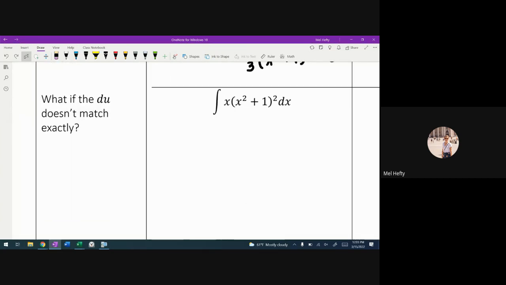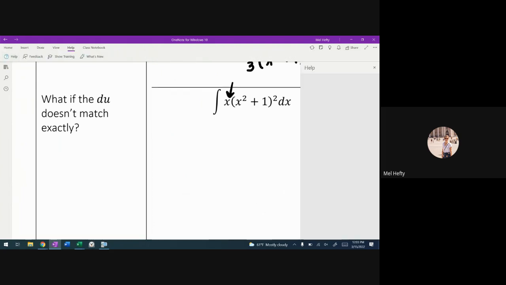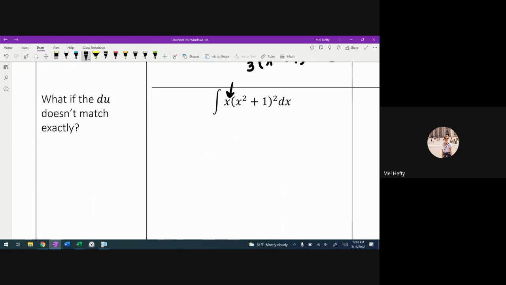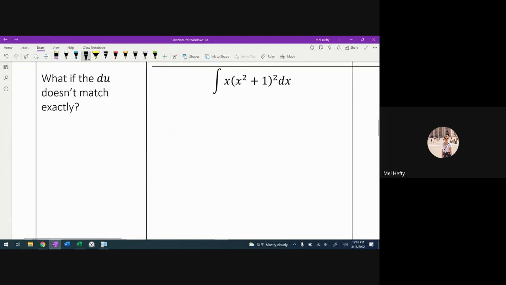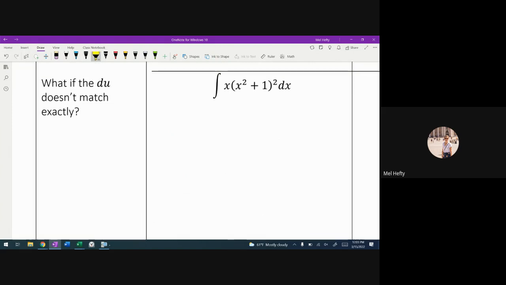All right. The 2 is definitely missing. The x is kind of just in a different place. So let's try this question. I cannot distribute it because of the squared. I would have to square everything first. So do you guys see a function inside another function? All right, I still see x squared plus 1. So that's still my u.